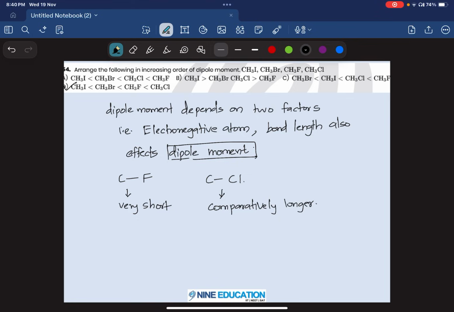Since it is comparatively longer than the carbon-fluorine bond, and the electronegativity difference of fluorine and chlorine is also not so much. Fluorine electronegativity is 4, whereas chlorine electronegativity value is 3.5, whereas the bond length of carbon-fluorine and carbon-chlorine is different.